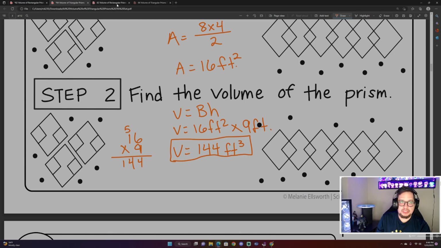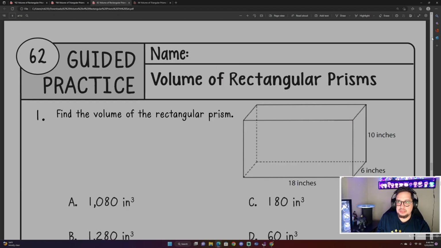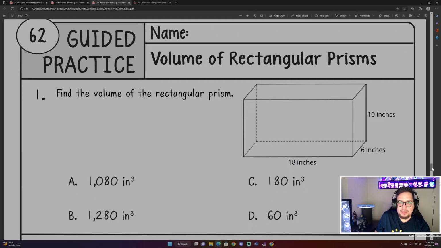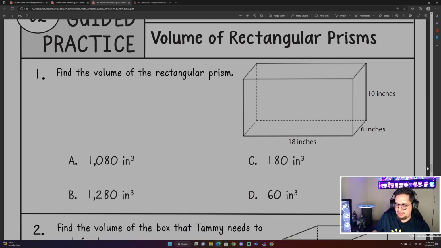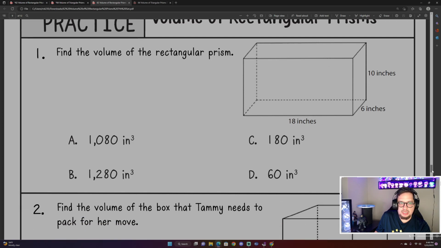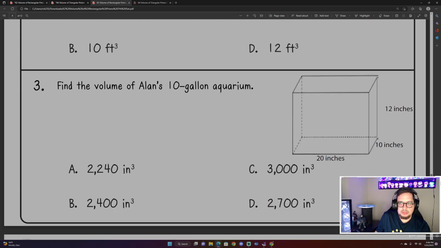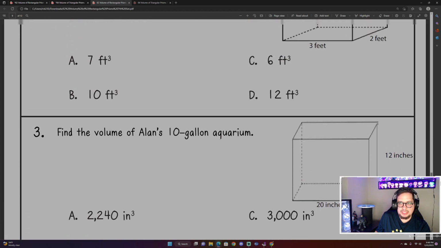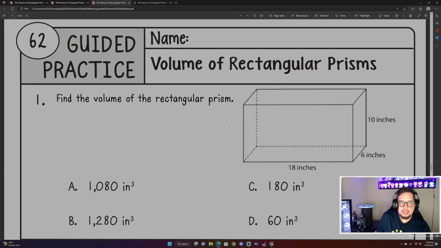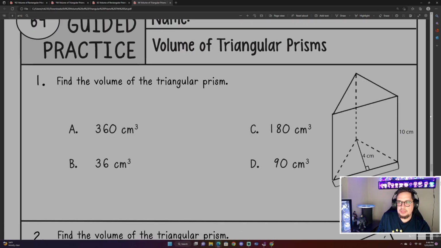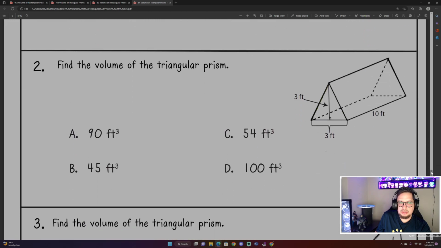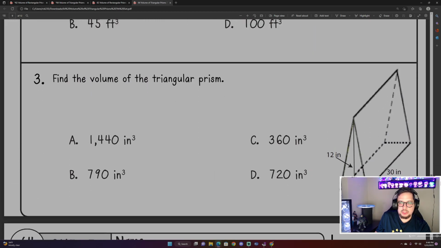Let me show you what the questions are going to look like. This is 3 of the questions. I haven't put it in a form yet, but I will. As I'm making this video, the form's not ready yet, but I'm going to use these 3 questions. So there's 1, 2, and 3 for rectangular prisms. And then over here, there's 1, 2, 3 for triangular prisms.